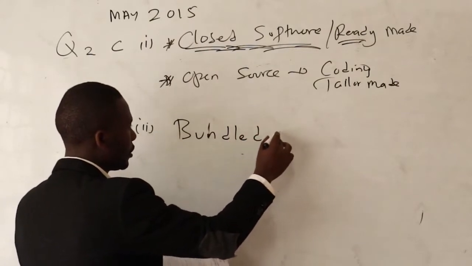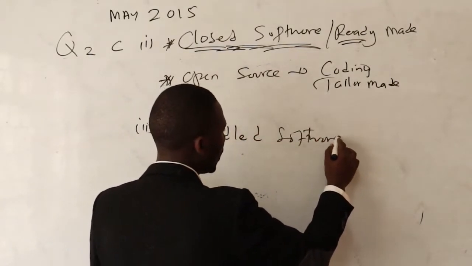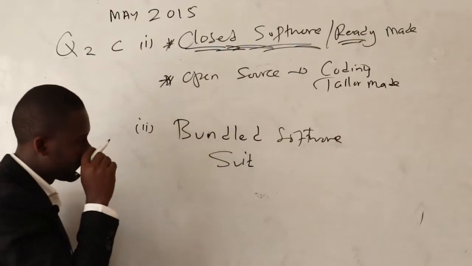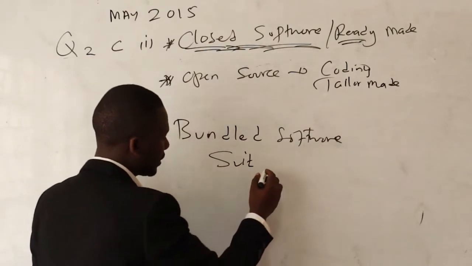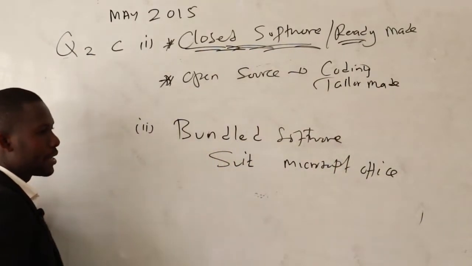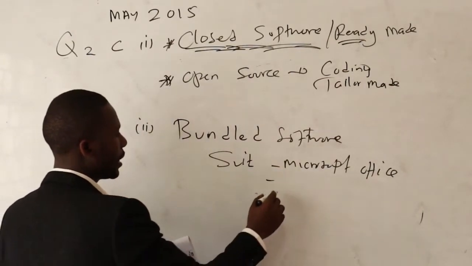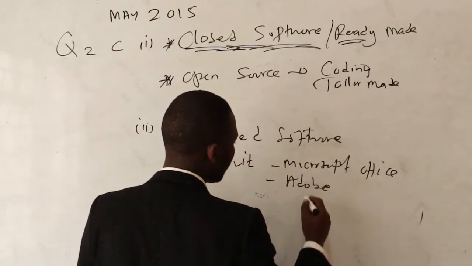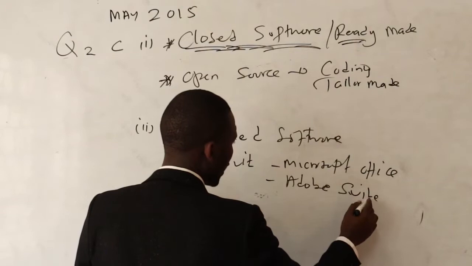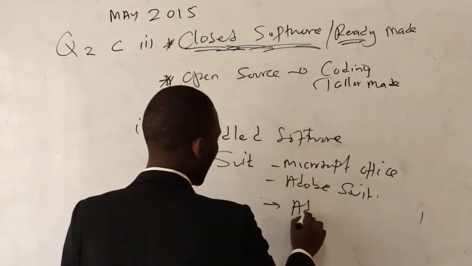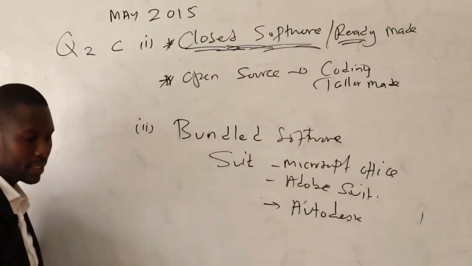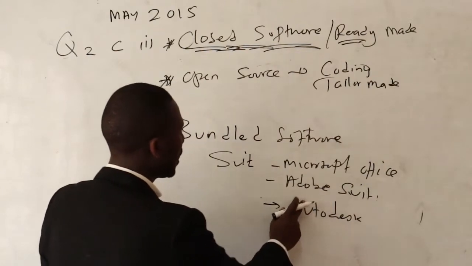So what are bundled softwares? When you talk of bundled software, we are referring to software that is created as a set, a suite of programs. For example, Microsoft Office is a good example of bundled software because it comes with a number of applications. Other software we have is Adobe, the Adobe suite that comes with a number of softwares again. We have other softwares created by Autodesk. We have the Autodesk suite. The Autodesk suite normally creates the softwares we call the computer-aided design softwares and animation softwares.